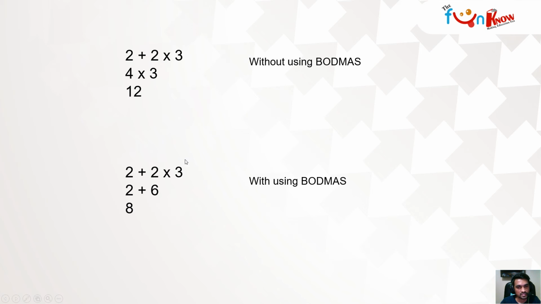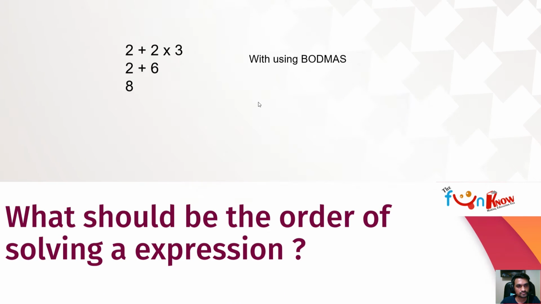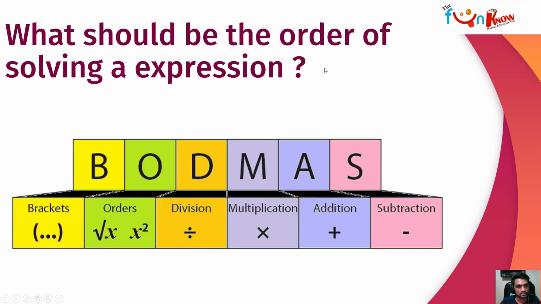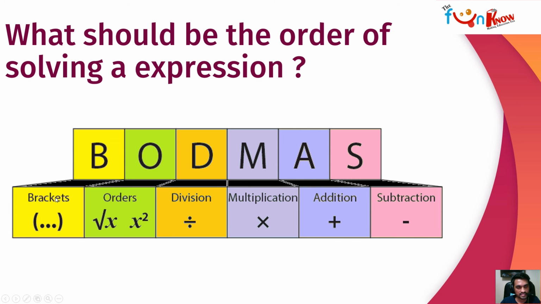Here the BODMAS rule was followed, while here the BODMAS rule was not followed. So you can see there is no consistency. If we don't use a set of rules to solve equations, everyone would get different answers. So what should be the order of solving an expression? BODMAS: brackets, orders, division, multiplication, addition, and subtraction.